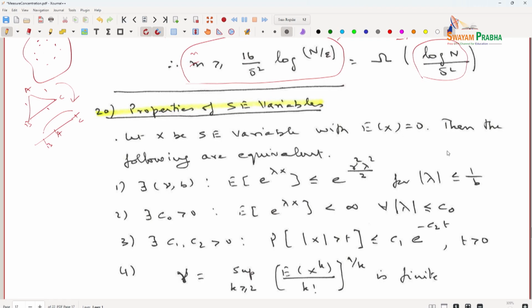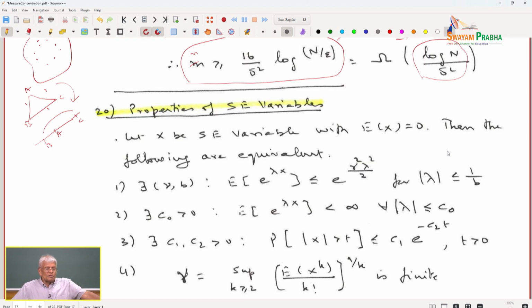So you may wonder why we did measure concentration. Two reasons. One, we said that when you go from low dimension to high dimension, distances are concentrated, measures are concentrated.